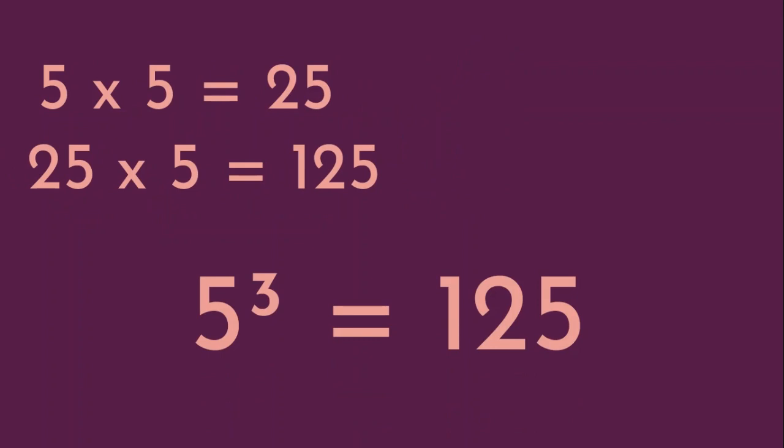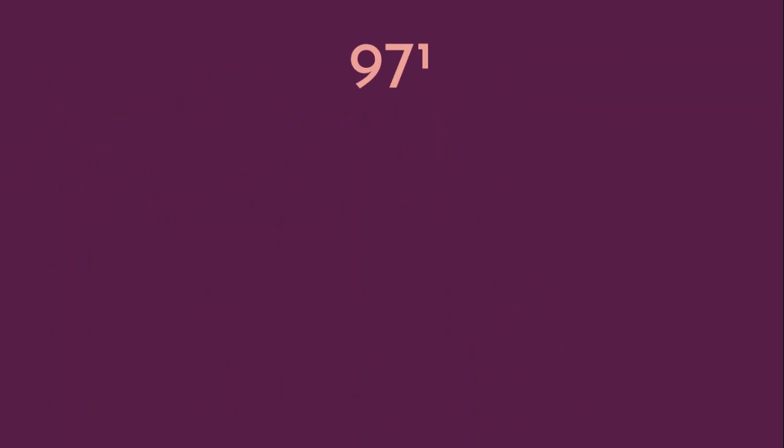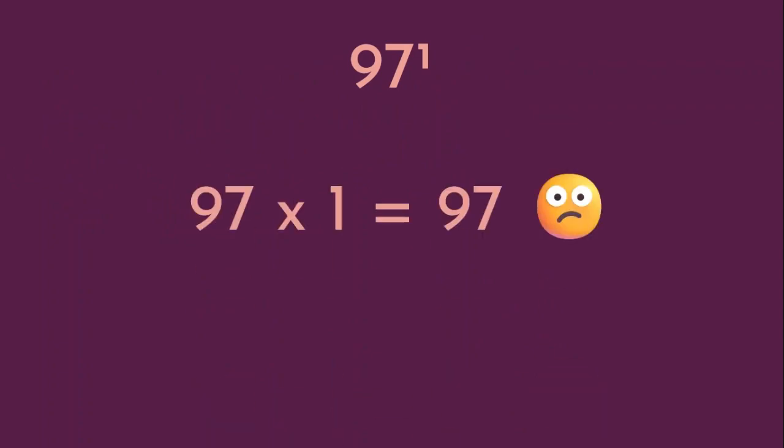Let's do a very quick and easy example. 97 to the power of 1. Now, you probably thought you had to multiply 97 by 1, and you would be correct. So that means 97 to the power of 1 is 97.